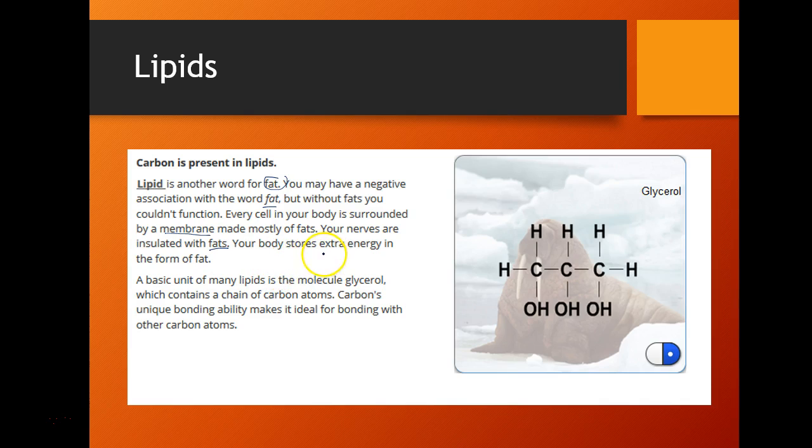And your body stores that extra energy in the form of fat. So fat is extremely important in order to maintain life. A basic unit of many lipids is a molecule called glycerol, which you can see right here, and glycerol contains carbon. Carbon's unique bonding ability allows it to make bonds with either other carbon molecules or with oxygen molecules and hydrogen molecules.